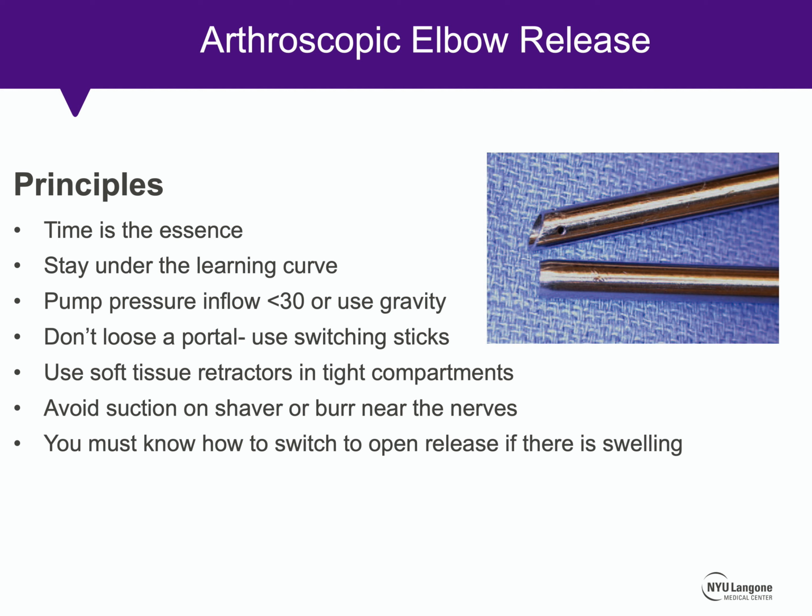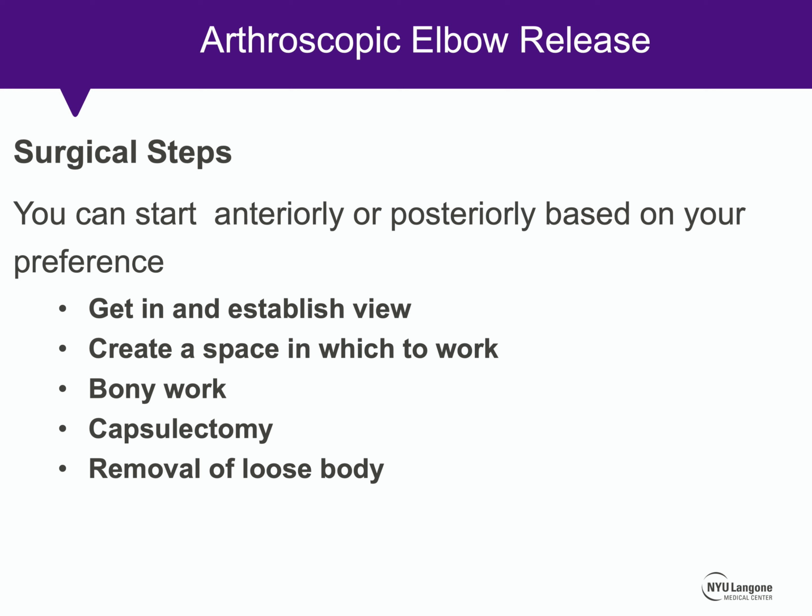So surgical steps have been elegantly outlined by Dr. Sean O'Driscoll, but the typical steps are to get in and establish a view, create a working space, do the bony work first and then the capsulectomy, and finally remove the loose bodies. The loose bodies sometimes can be big enough and you need to increase the size of the incision. You don't want to do it at the start of the case, otherwise it will be very difficult to maintain pressure within the joint.